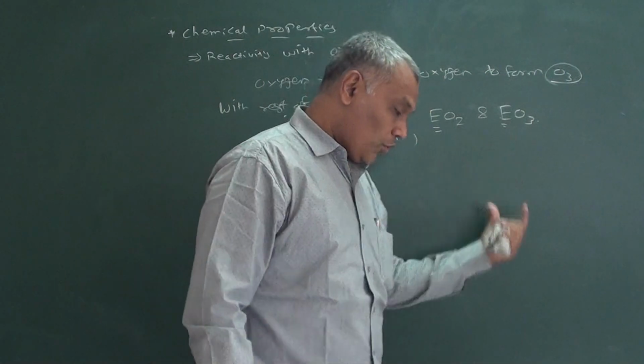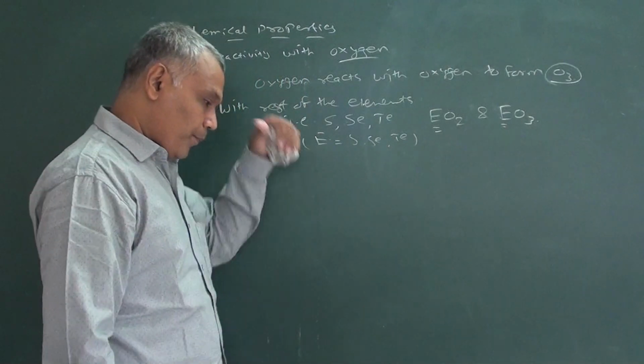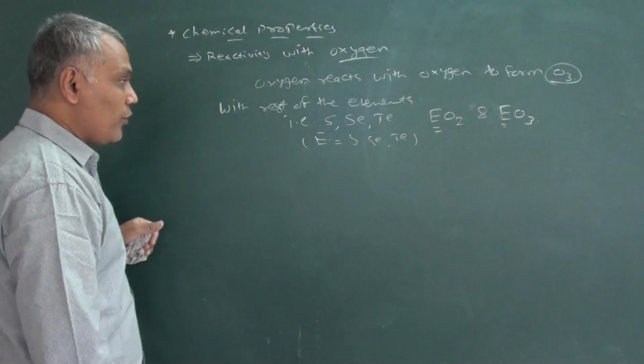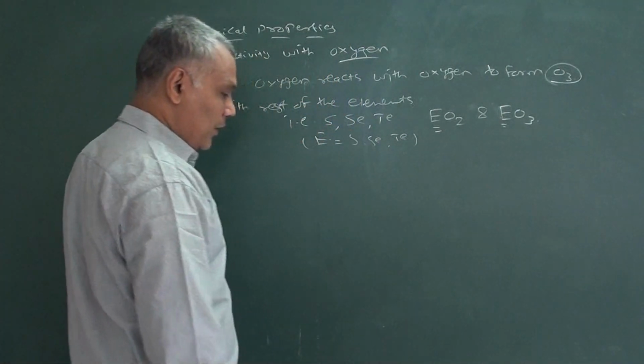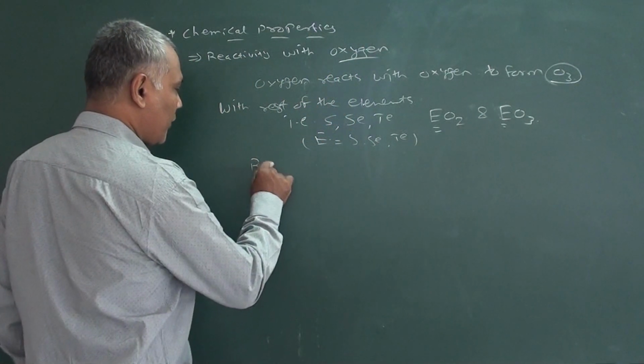Right? So these two compounds, when we talk about their properties, they are going to show us that from sulfur to tellurium, we are going to get reducing property.